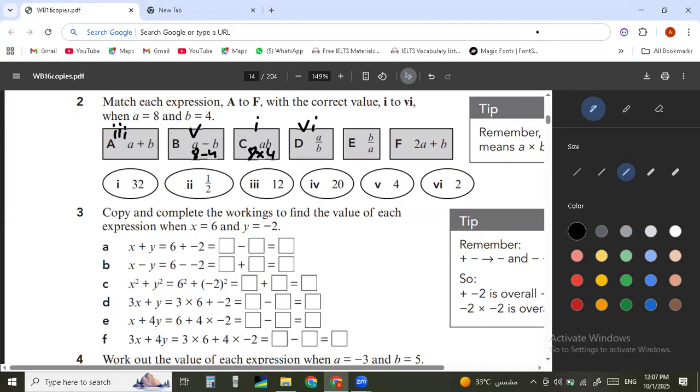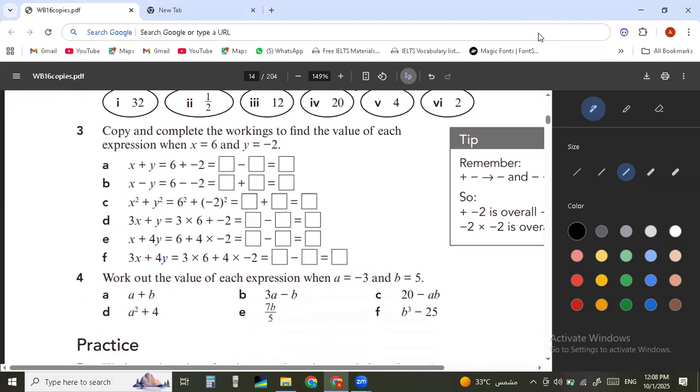But B over A, which means 4 divided by 8, 4 over 8. You need to simplify this fraction. Divided by 4 up, divided by 4 down. It's going to give you 1 over 2. It's a half, which is II. 2 multiplied by A, which means 2 multiplied by 8, 16. Then you add 4. 16 plus 4 is 20, which is IV.